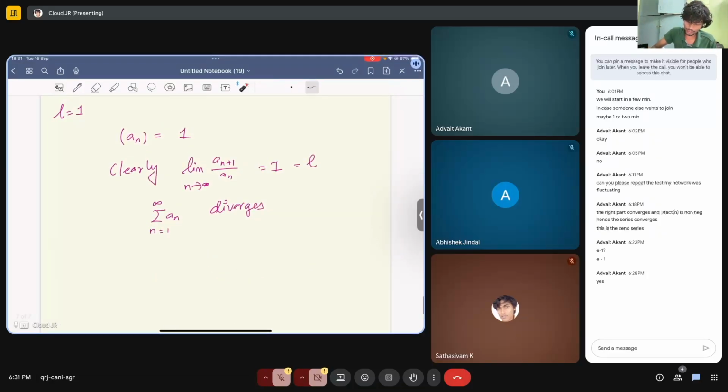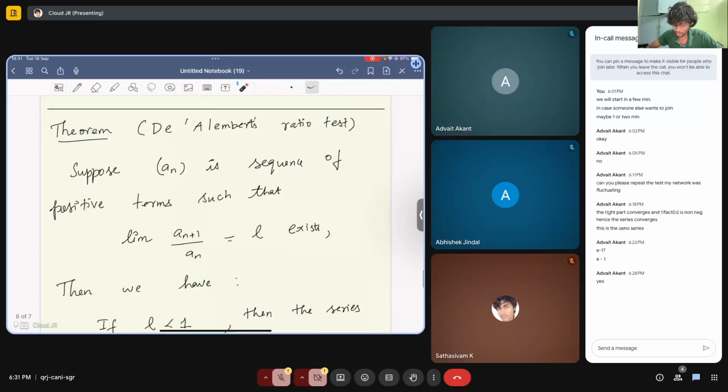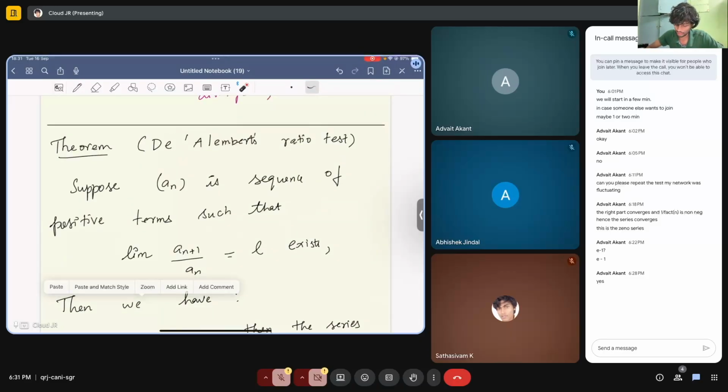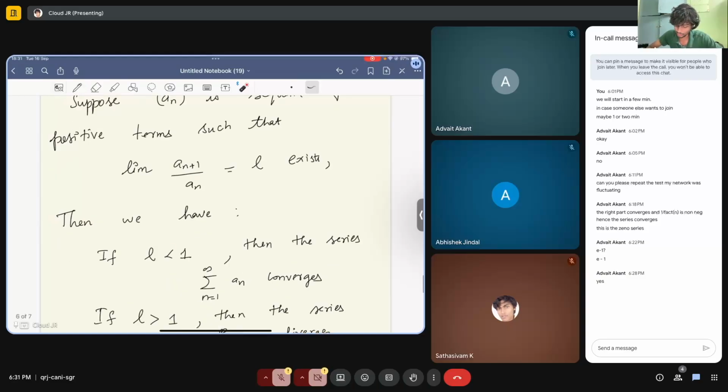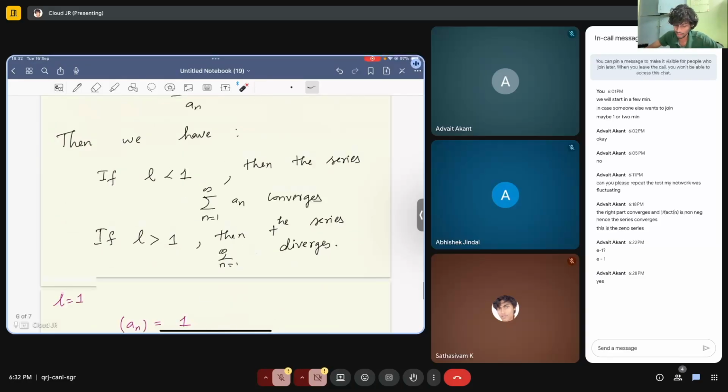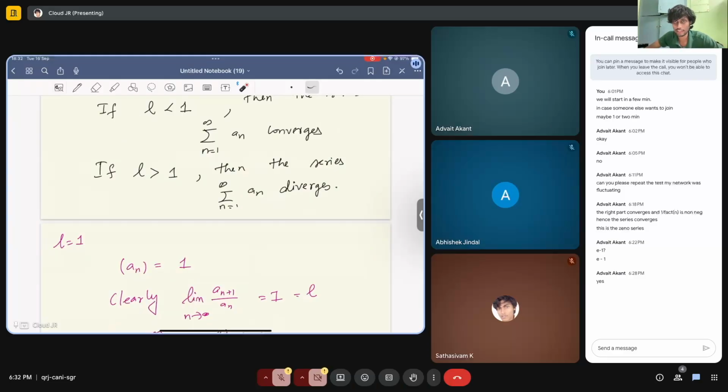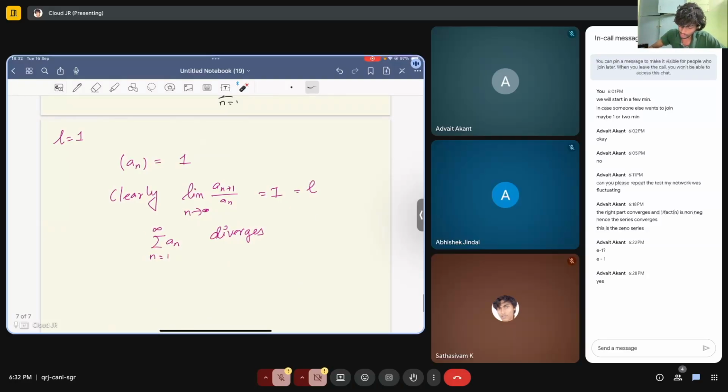Okay, now we move on to the ratio test, and you can just recall it. We are looking at the limit of an plus 1 by an, and we call it L. If L is less than 1, then your series converges. If L is greater than 1, then your series diverges. And when L equal to 1, you cannot say anything. What we have done so far is, when L equal to 1, we established there is a series which diverges. Later I will show you there is also a series which converges. So basically at L equal to 1, your test will fail.